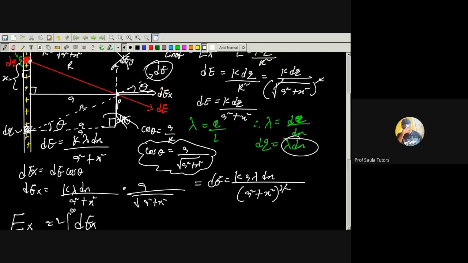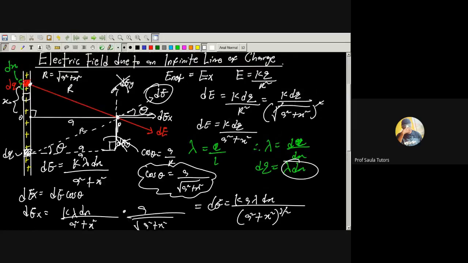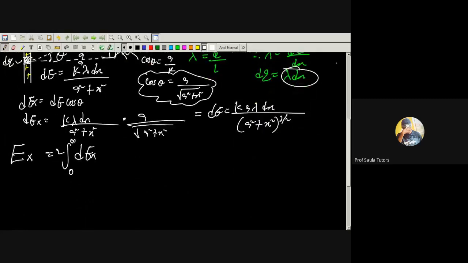Let's say this center here is 0 to positive infinity. Remember that 0 to positive infinity is one segment, and whatever you see here is the same thing as this one. So if you integrate one part and you double it, it will give you everything. So I can say the integral from negative infinity to infinity is the same as 2 times the integral from 0 to infinity. So I love the idea of 0 to infinity, so I'll be using this.